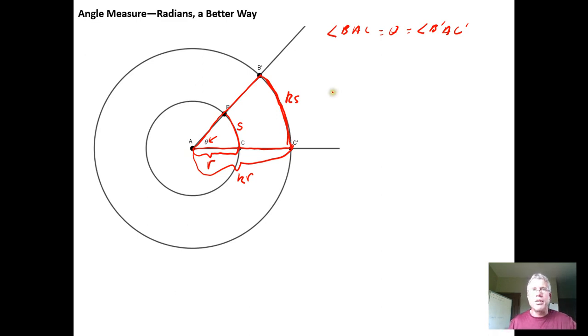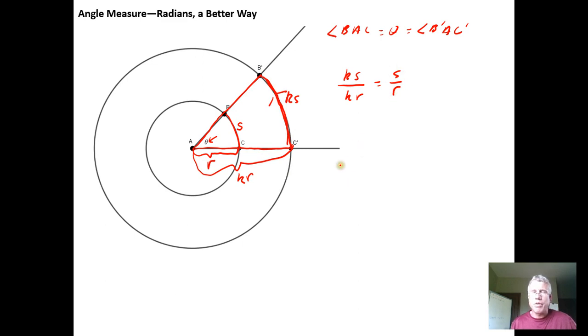In other words, the larger sector, because it's similar to the smaller sector, is just a scaled up version of the other sector. And the thing that's useful about this is that for a given angle theta, if you take the ratio of this arc length KS to KR, it simplifies to S over R, which would be the ratio of this arc length S to this radius R. So what it turns out to be is that for a given angle theta, the ratio of arc length to radius is a constant regardless of the size of the circle.